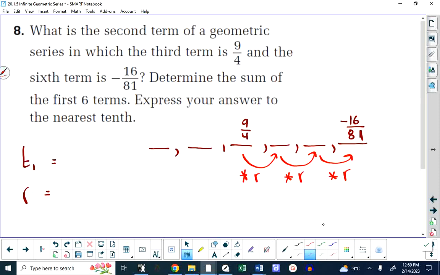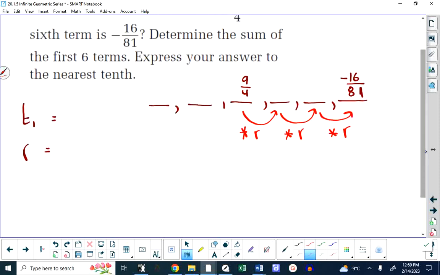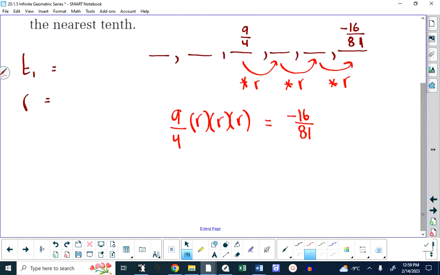arithmetic, but they're not. So what this is saying is that if I take 9/4 and I multiply by r, and I multiply by r, and I multiply by r, I don't like saying I multiply by r 3 times. There's nothing wrong with it, but when I say that, some people think I mean you multiply by 3r, and that's not what I mean. You multiply by r times r times r to get negative 16 over 81. So I get 9/4 times r cubed equals negative 16 over 81. Let's talk about this equation in terms of the math of the equation.